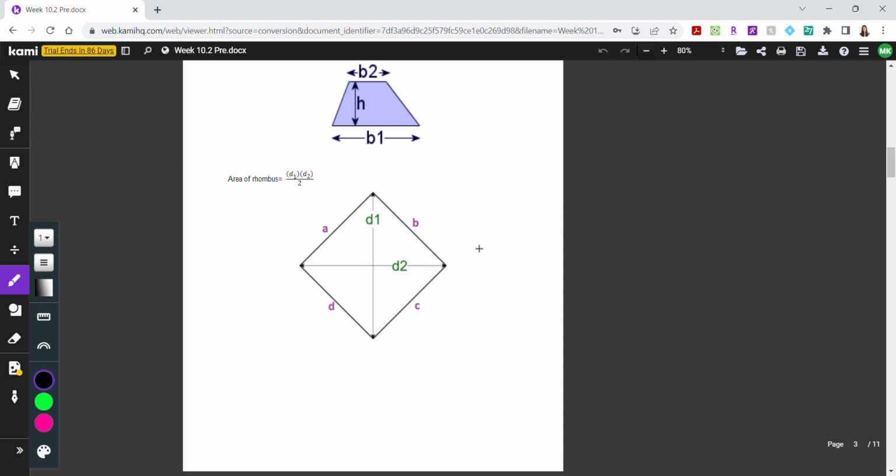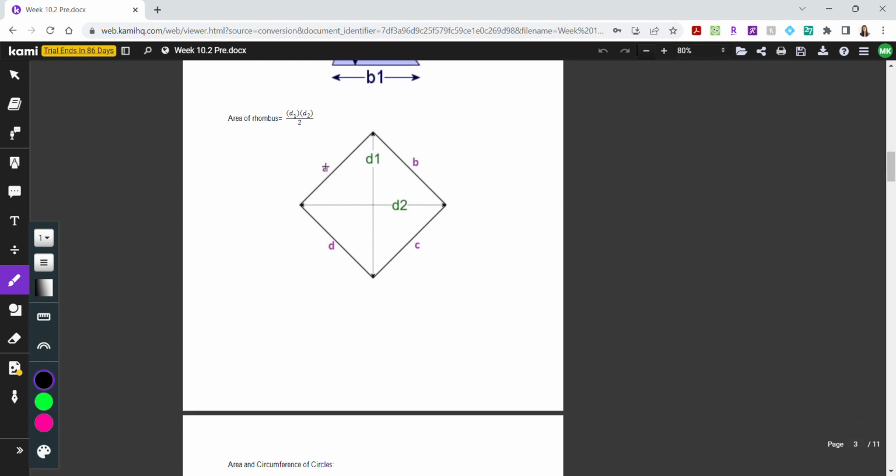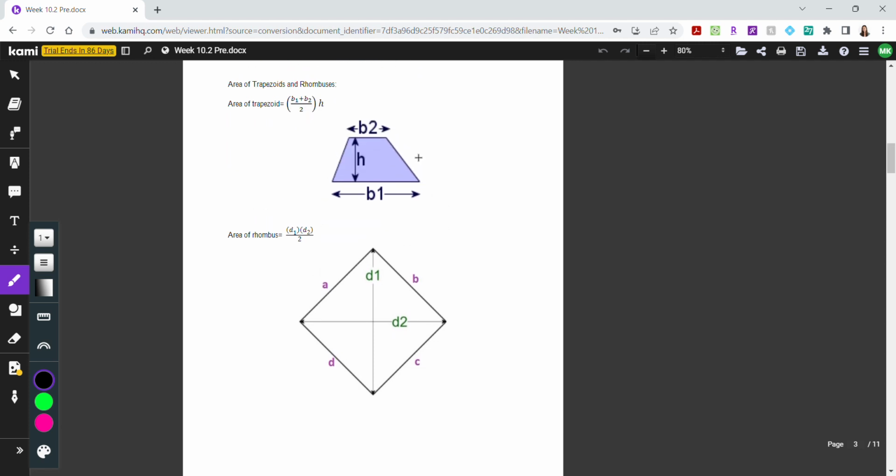For a rhombus, we would take the distance 1 times distance 2 divided by 2 to find the area of a rhombus. I would definitely encourage you to at least memorize the rhombus one, because that is the one that does not come out on the test. Trapezoid may or may not, but again, like I said before, it's best if you can just memorize all of the formulas in case they do not give you on the test for both the ACT or the SAT.